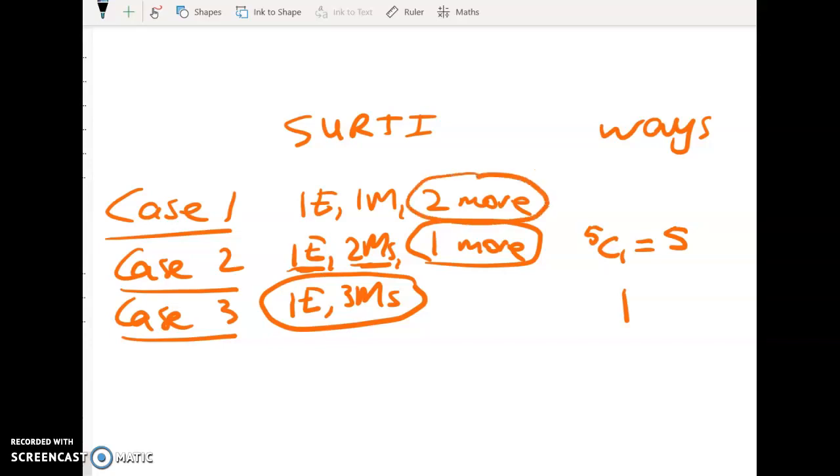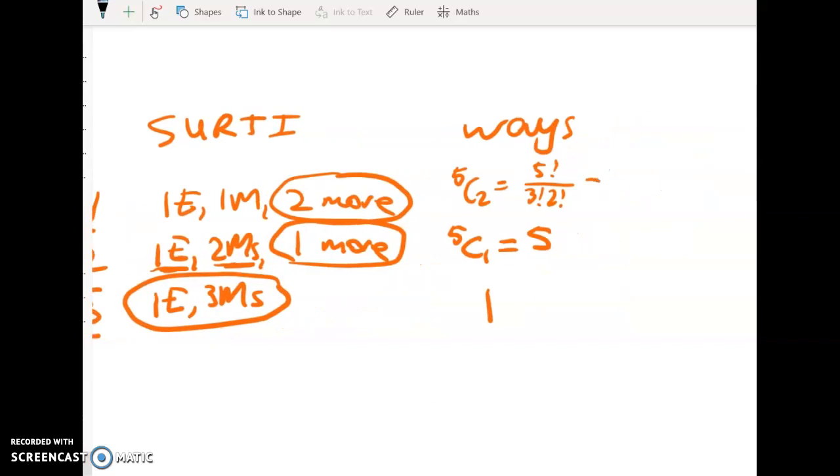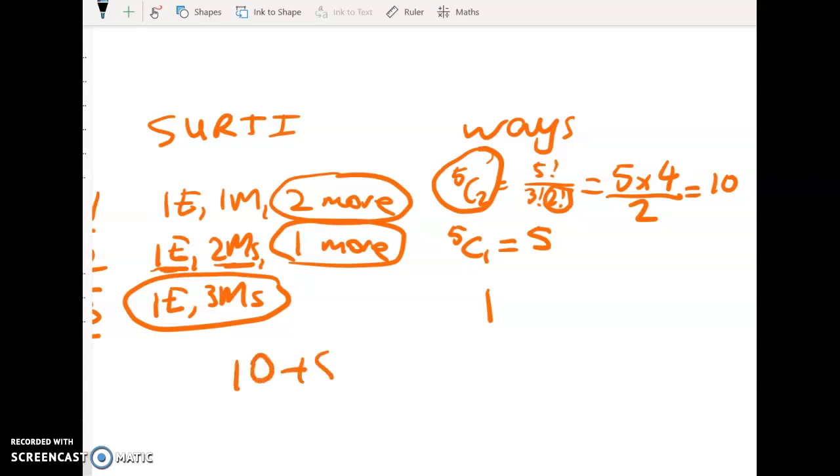And then here I'm choosing 2 letters out of 5, which is 5 choose 2. So 5 factorial over 3 factorial, 2 factorial, or just thinking intuitively, it's 5 ways to choose the first letter and 4 ways to choose the second letter. But then I've got to take account of the fact that I don't care about the order, so I divide by 2. So that gives me 10, right? And that's where this combination thing comes from. We don't care about the order, so we're dividing out our double ups. So altogether, that gives me 10 plus 5 plus 1, 16 ways.